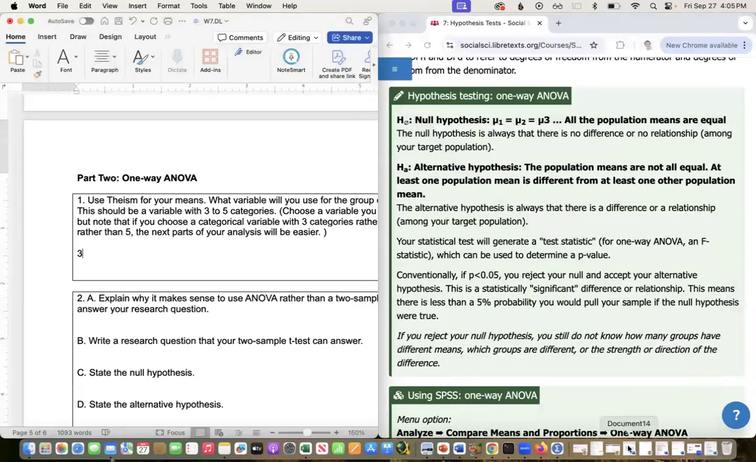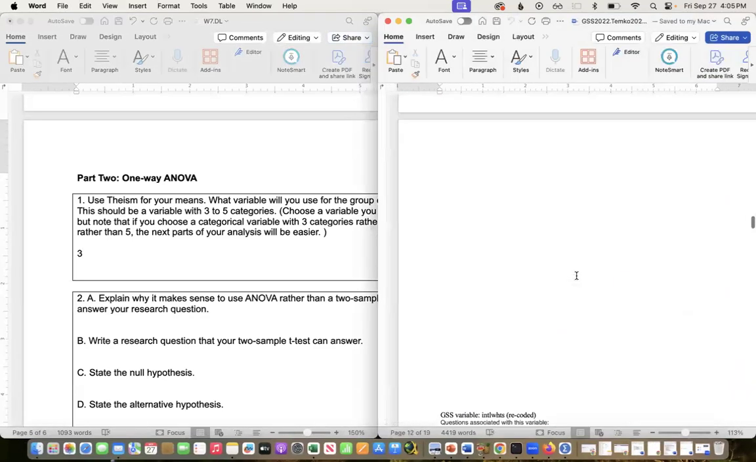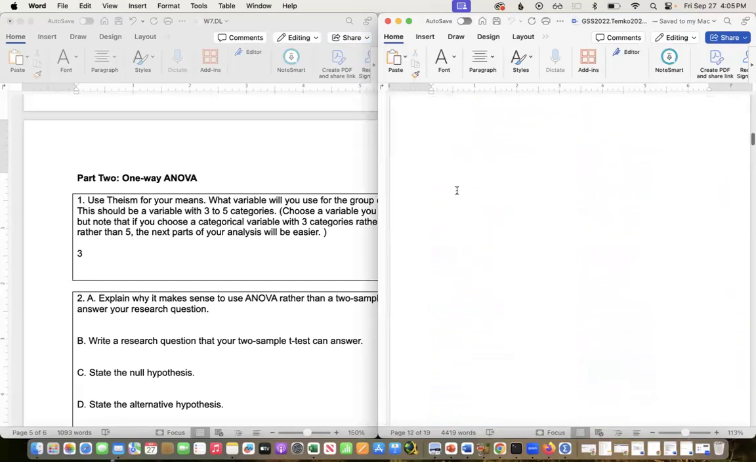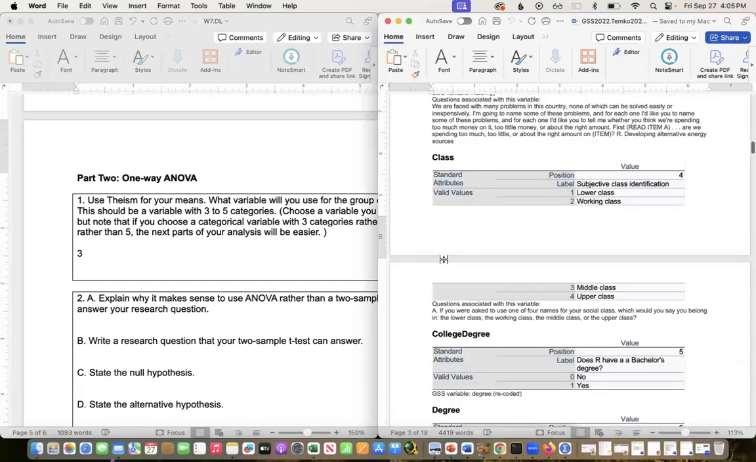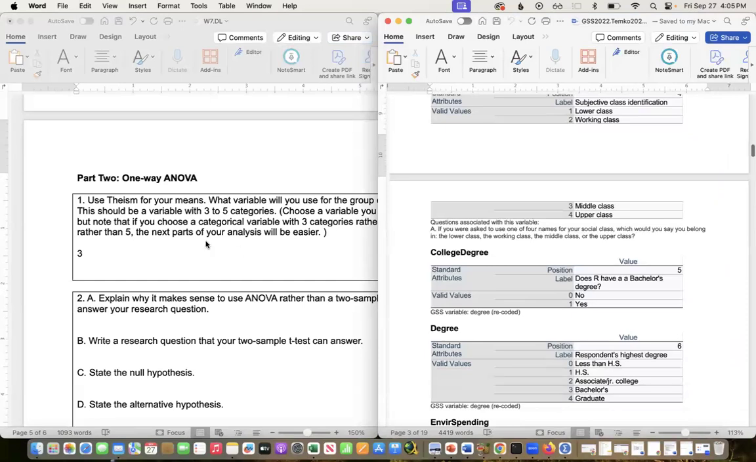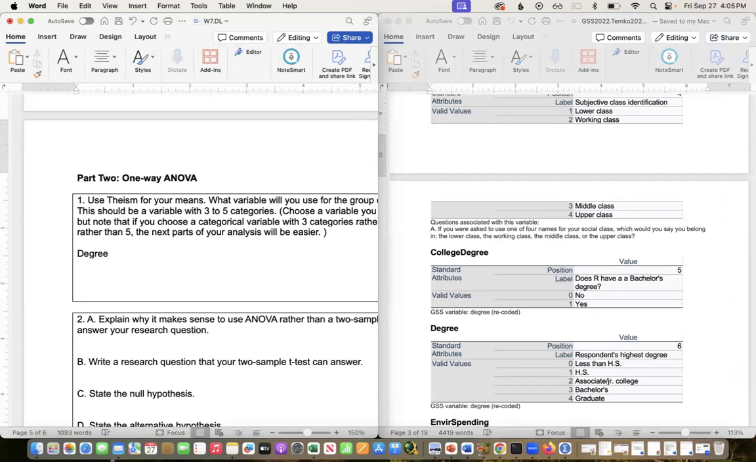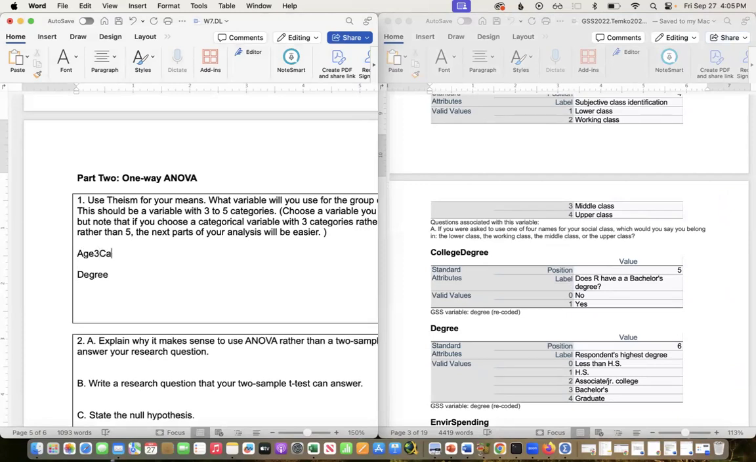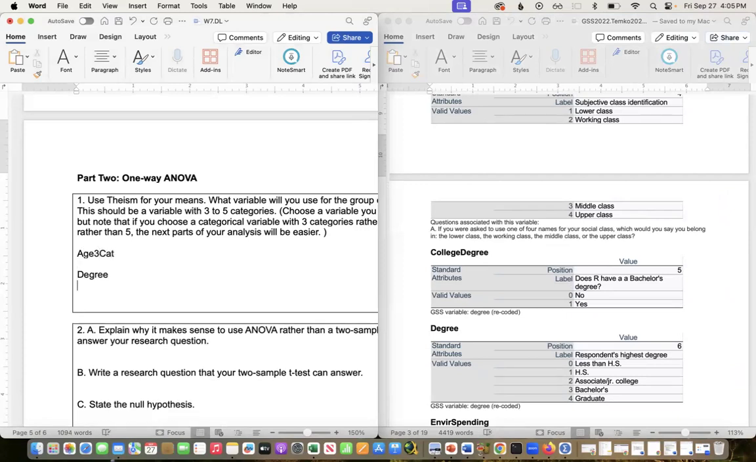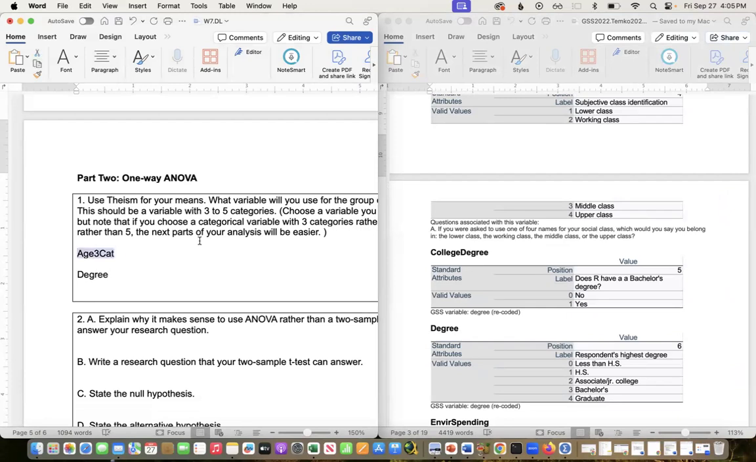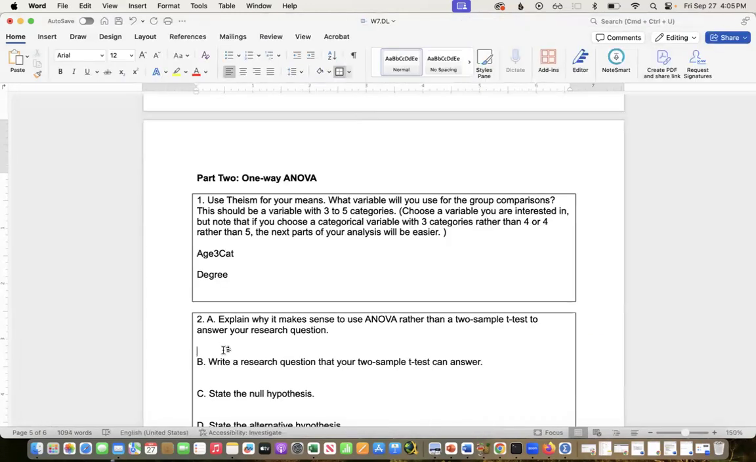Okay, so what was it? We'll use degree, which has 5 categories, and we'll do age 3 cat. You only need to do 1, but I want to show you both. So I'll show you one with 3 categories and one with 5 categories.